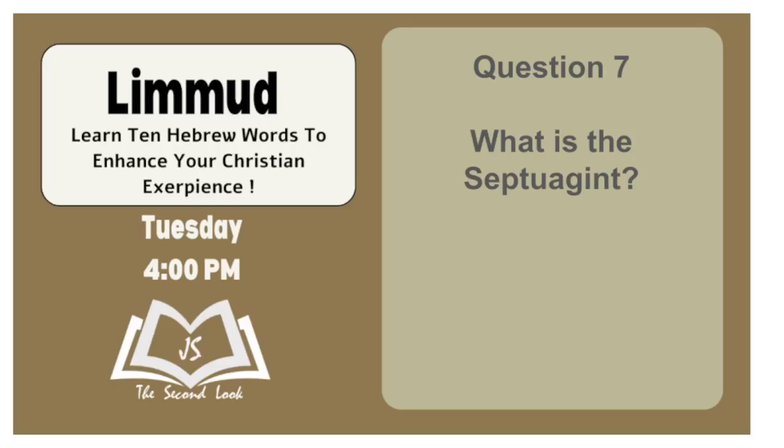The Septuagint, let's put me back on the screen here. The Septuagint is a Greek version of the Old Testament. I want you to think about that for a moment. It's a Greek translation of the Old Testament. The word Septuagint means 70, and 70 scholars worked to translate the Bible from Hebrew into Greek.